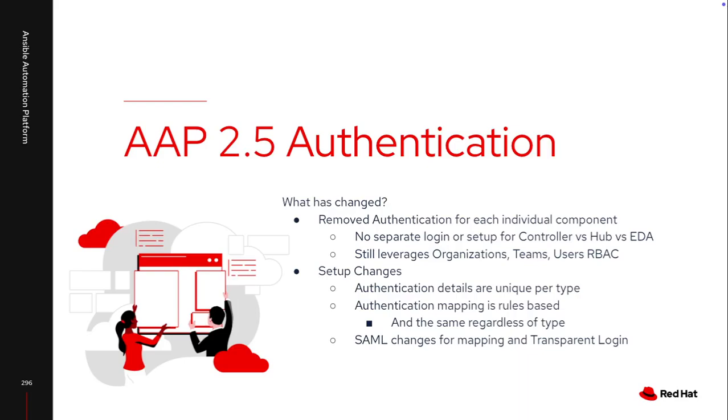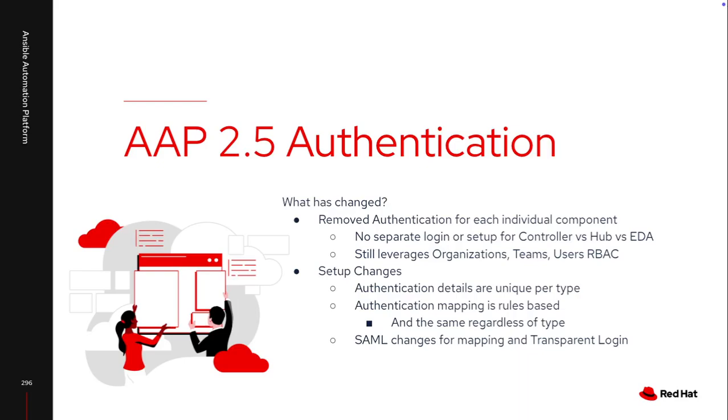So whether I'm picking SAML, LDAP, or OIDC, authentication mapping is consistent for every single auth method. It's also shifted to a rule-based method. So in the past, it used to be this pretty massive JSON list that wasn't necessarily the most intuitive. Now it's all rule-based. So I can say this group maps to this team, this user, you know, LDAP attribute maps to this exact organization admin.